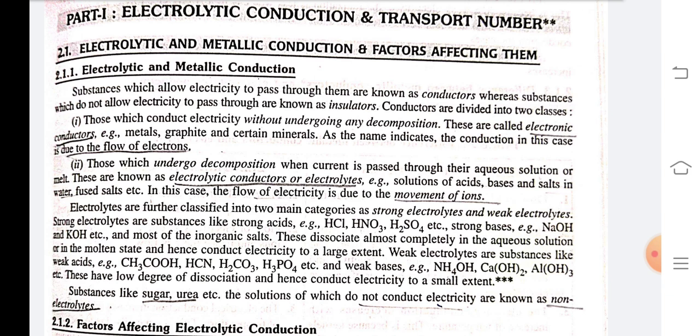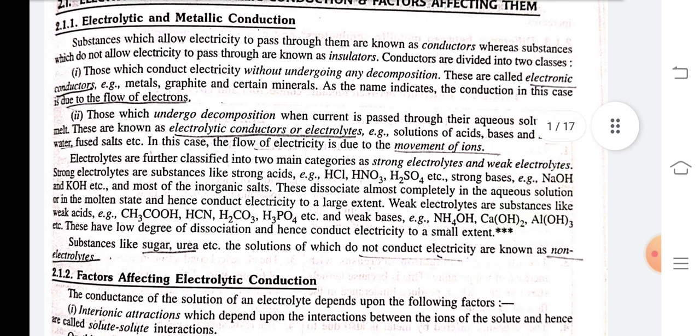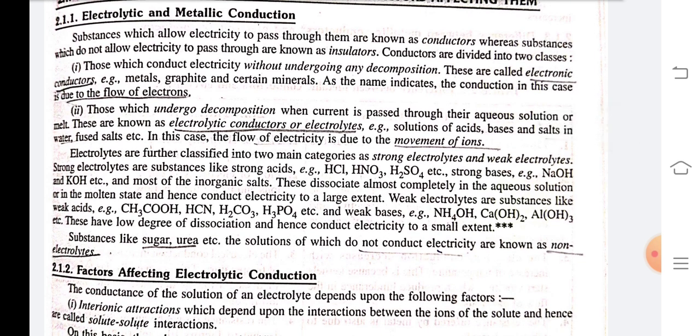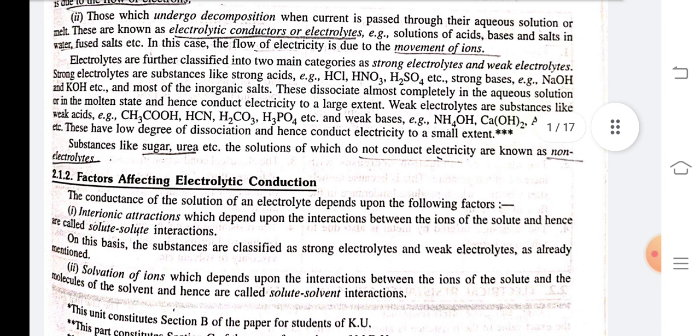Weak electrolytes are substances like weak acids, example CH3COOH, HCN, H2CO3, H3PO4, etc. and weak bases, example NH4OH, Ca(OH)2, Al(OH)3, etc. These have low degree of dissociation and hence conduct electricity to a small extent. Substances like sugar, urea, etc., the solution of which do not conduct electricity are known as non-electrolytes.